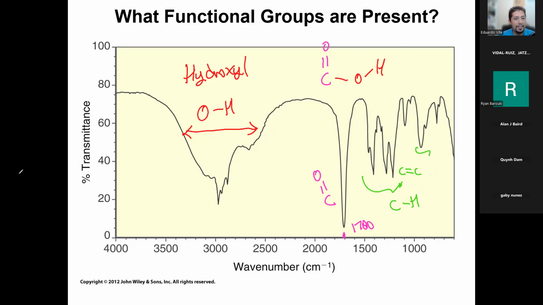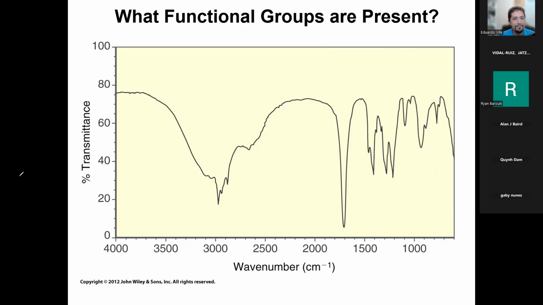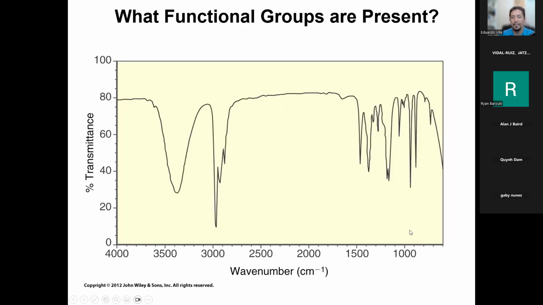Okay, let's try the next example. See what we get. Yeah, you will lose points if you say carboxylic acid for any one peak. So that's why I have to be very strict with this. It's very specific. Alrighty. Here's the next one. What do you see? What functional groups are present here? Again, give me numbers, give me descriptions.